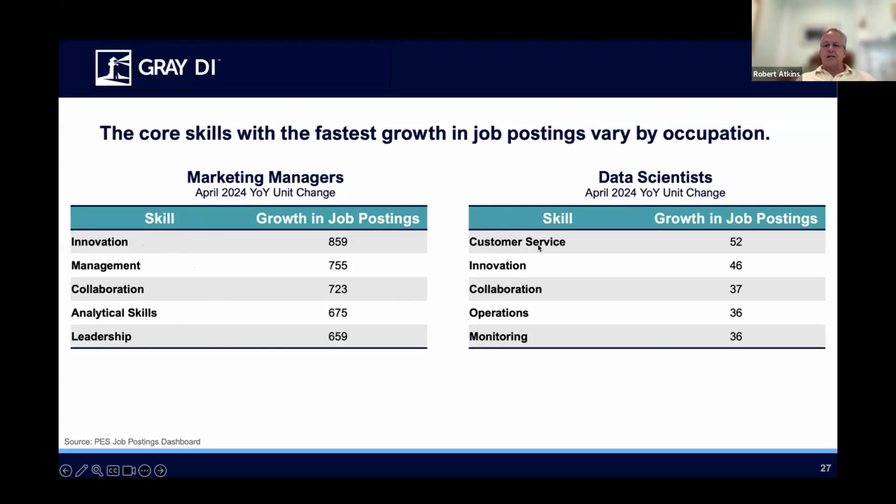If we look at data scientists, interestingly, it's customer service, innovation, that's consistent. Collaboration, yep, that's consistent, but then it's operations and monitoring. So a very different set of core skills depending on which area you're focused on.